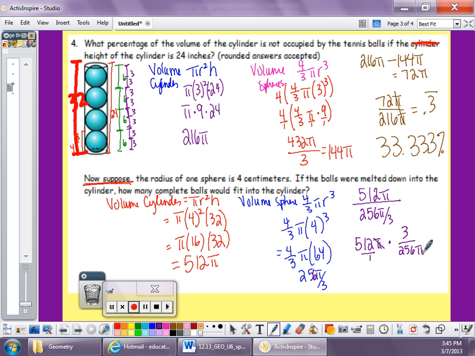Put a pi on the top and a pi on the bottom. 512 and 256, I can cross reduce. 256 goes into 512 two times. This gives me 2 times 3. My answer is 6 balls. Alright, take a look back over this. Make sure it makes sense.